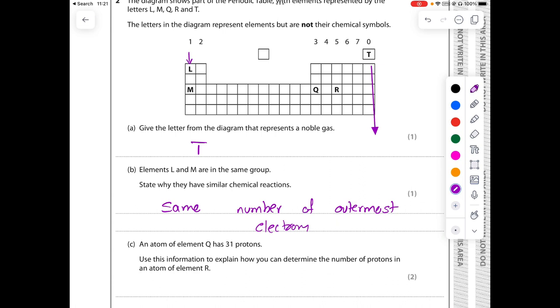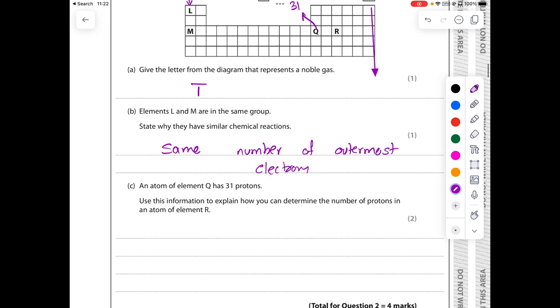Next, an atom of element Q has 31 protons. Use this information to explain how you can determine the number of protons of an atom of an element R. Now, where is Q? Q is over here, 31. So number of protons is equal to number of electrons. So therefore Q also has 31 electrons. Number of protons is equal to number of electrons. So Q has protons 31, electrons also will be 31.